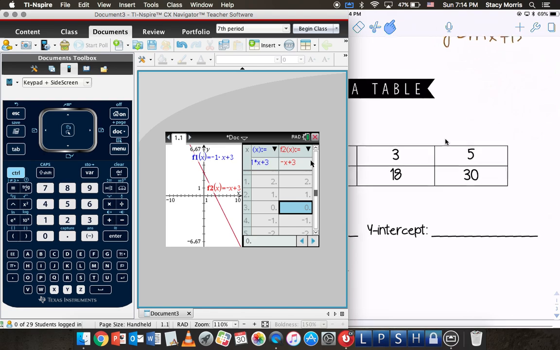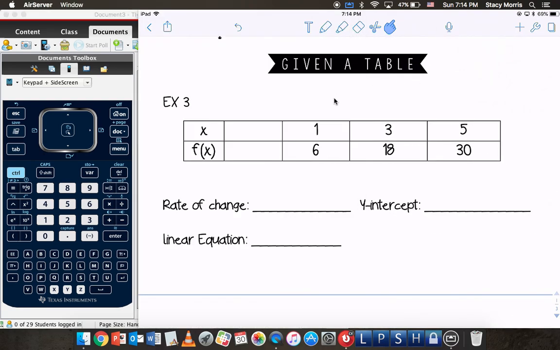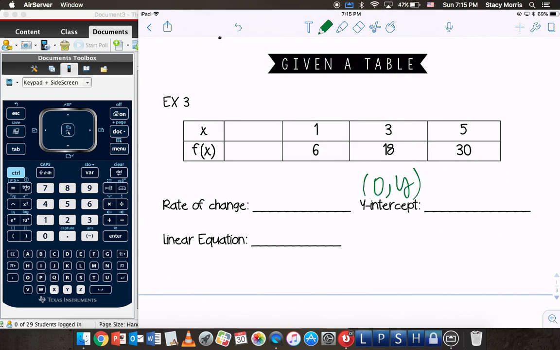Now, given a table, I think, is a little bit more difficult. I can't just count my coordinates. I actually have to do a little bit more math here. The other thing is you have to find your y-intercept. Just remember, your y-intercept is always where x is 0, so (0, y). Notice that's not in my table, but I left an open spot there. So we need to figure out what that is. When x is 0, what is y, or f of x?